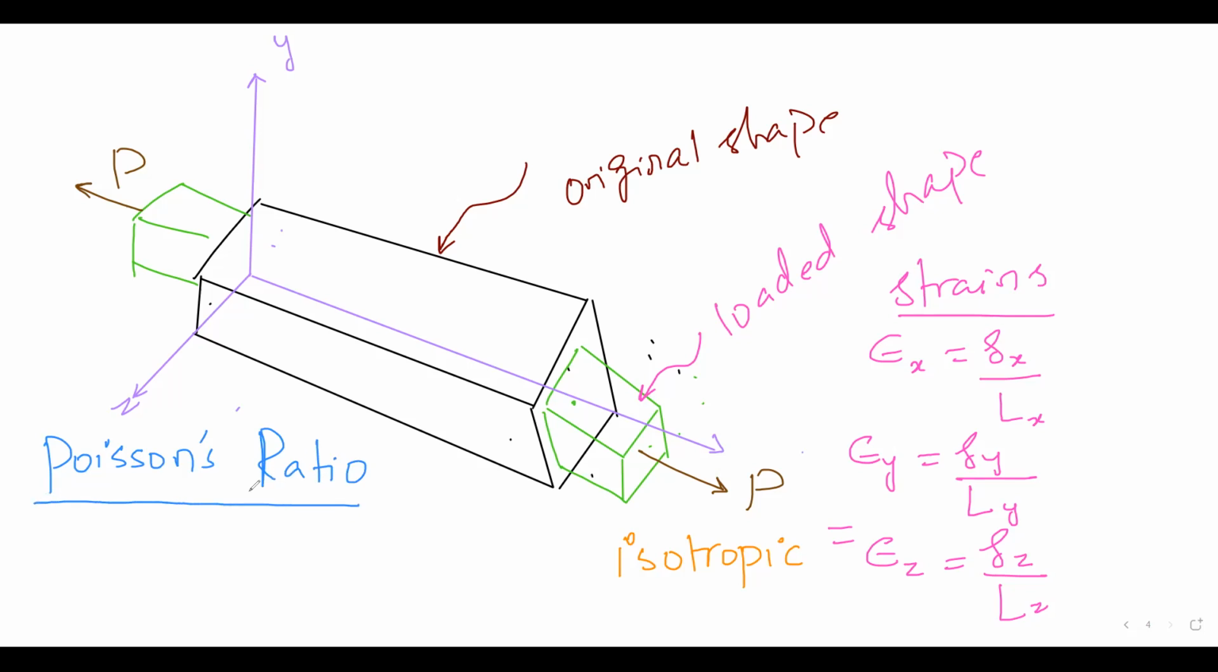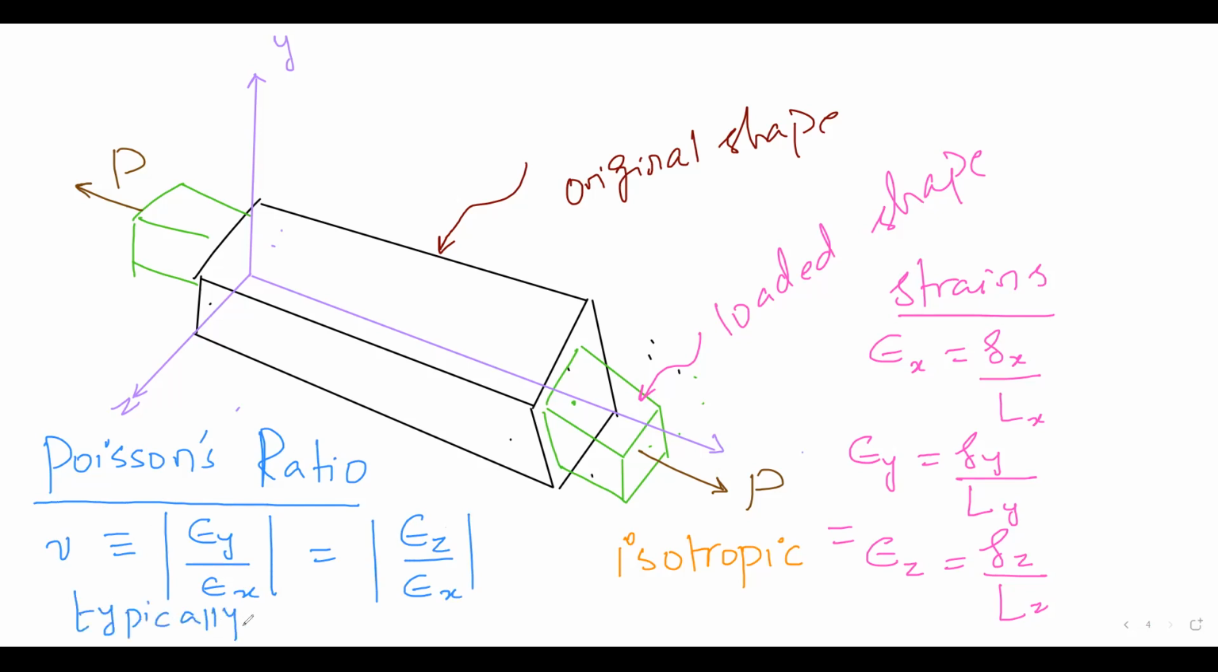Poisson's ratio? Yeah, it is unitless. So it is equal to, by definition, epsilon y over epsilon x, and you can call it epsilon z over epsilon x as well. And typically for materials, we have Poisson's ratio less than 0.5.